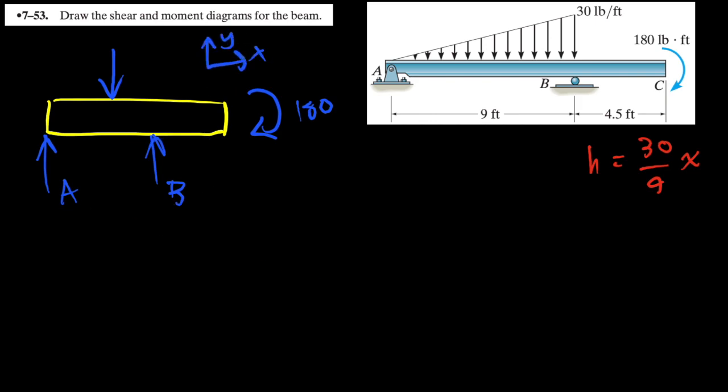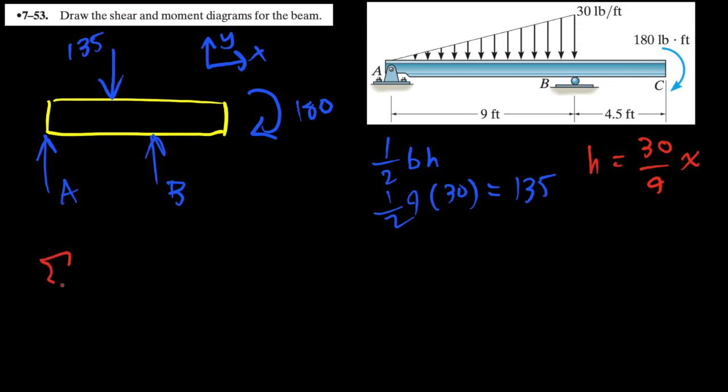The equation for the concentrated load is 1/2 times base times height, because this is a triangle, and we're simply getting the area under the curve. So we know that the base is 9, the height is 30, and 1/2 times these values is equivalent to 135. So this has a magnitude of 135. Solving this is pretty easy. We just need to do summation of forces in the y direction and summation of moments, let's say about point A. The convention is that a counterclockwise moment is a positive moment.